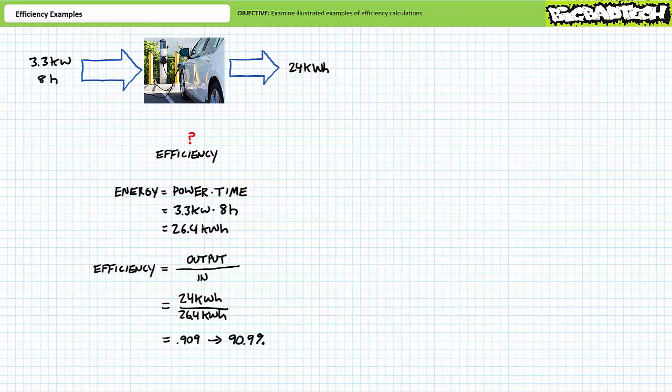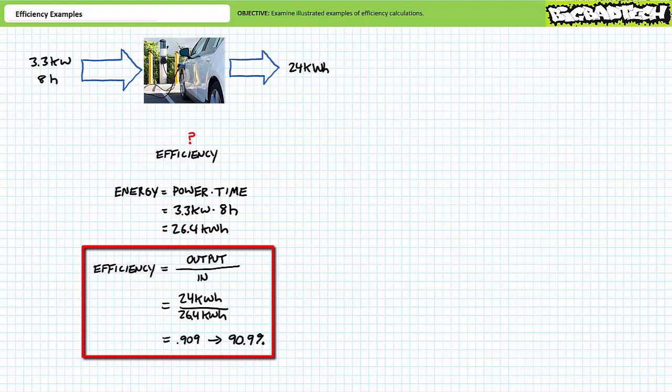Let's first determine the energy consumed by the car charger. Energy is power times time. 3.3 kilowatts of power being expressed for a period of 8 hours demonstrates the car charger uses 26.4 kilowatt hours of energy. The battery pack, however, stores only 24 kilowatt hours of energy. Efficiency is output over input. 24 over 26.4 demonstrates the car charger is roughly 90.9% efficient.